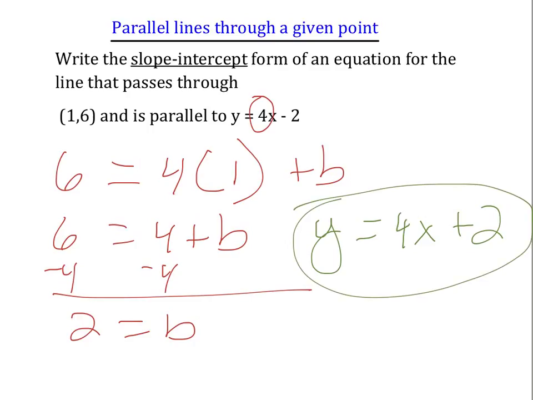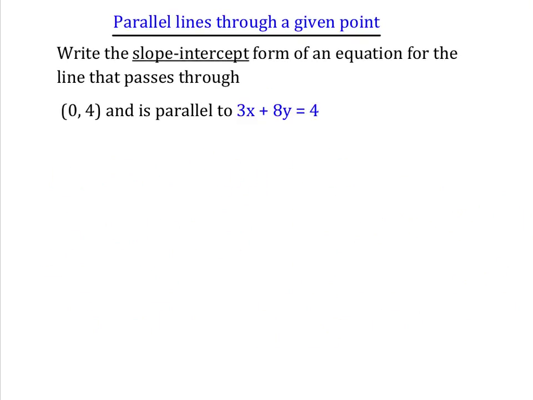And again, if for some reason they wanted this in point-slope form, I'd just go y minus 1 equals 4 times x minus 1. Pardon me, I should have had y minus 6. Hopefully check your work, see how you did. And just one more example for you to try.